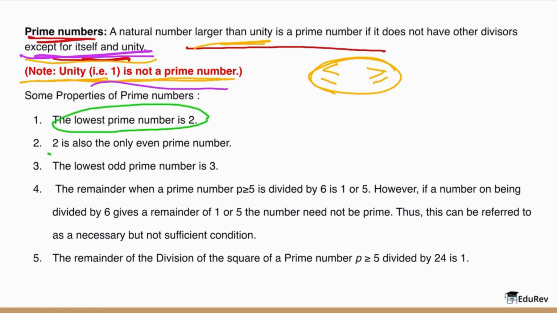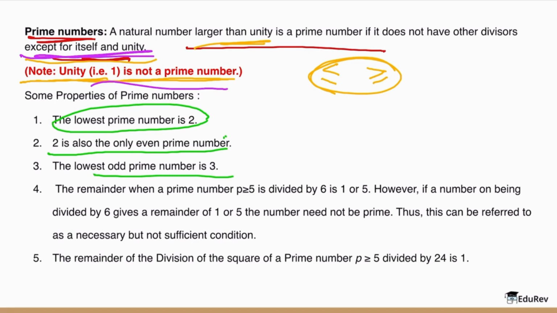And 2 is the only even prime number. Why? Because any even number greater than 2 will have 2 as a factor, which means it cannot be a prime number in that case. Next, the lowest odd prime number is 3, because obviously any multiple of 3 is going to have what?